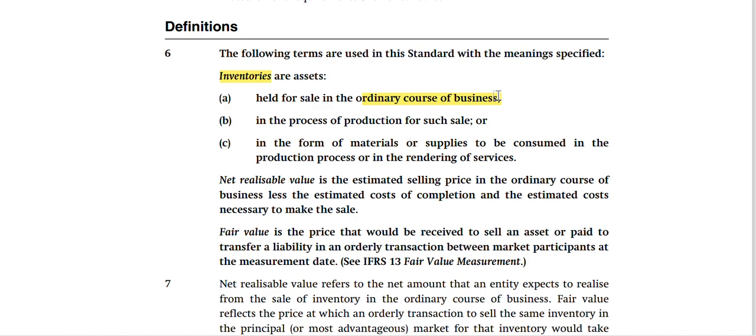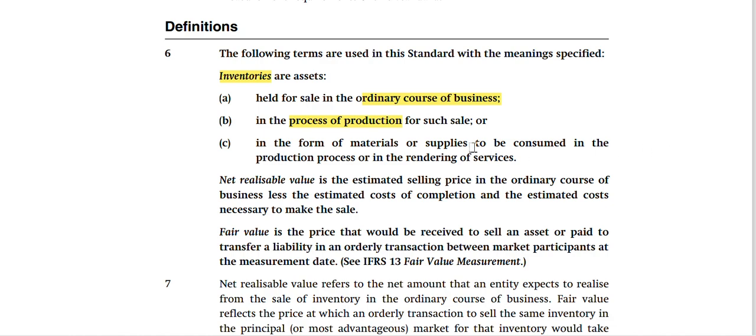It's expected to be held for the short term and not for the longer term. Or it could be in the process of production. So what does that mean? It means you are buying raw material to make the final product. So that raw material that you need to make the final product is also inventory, because you need it in order to produce your final product.